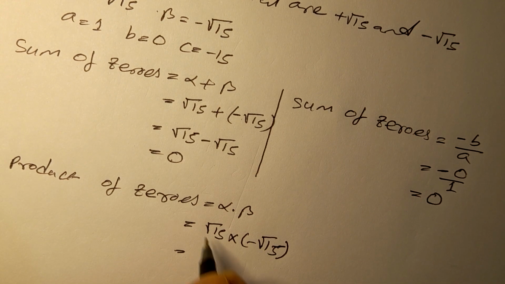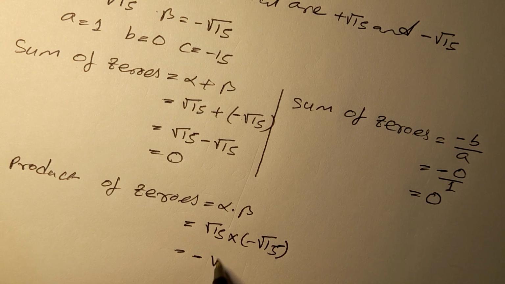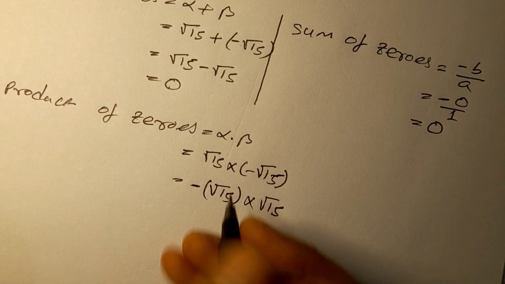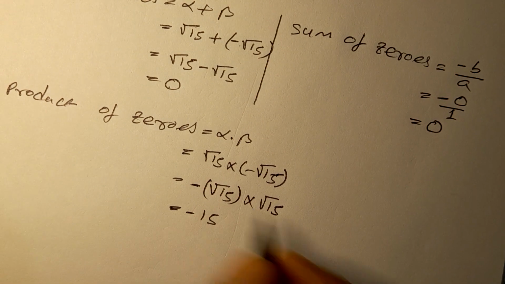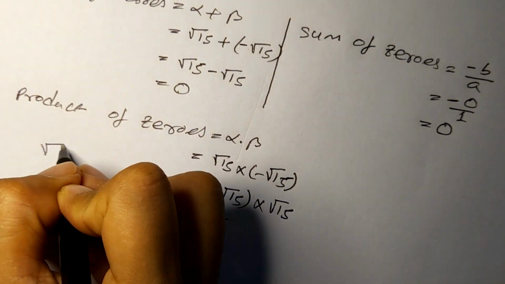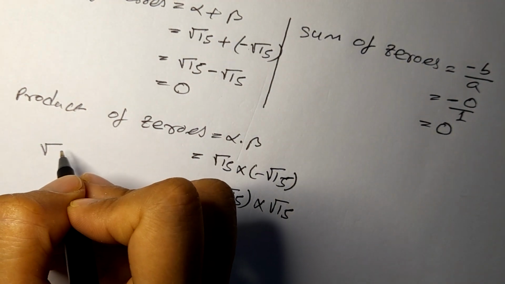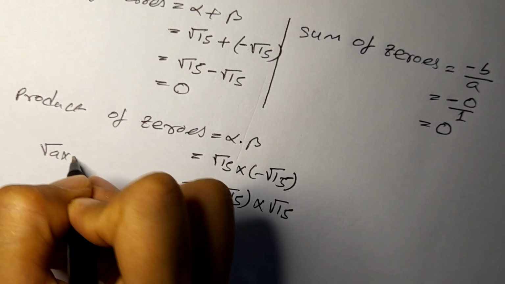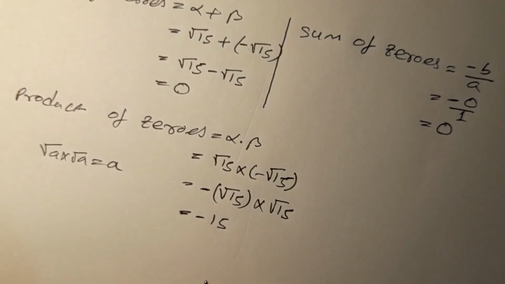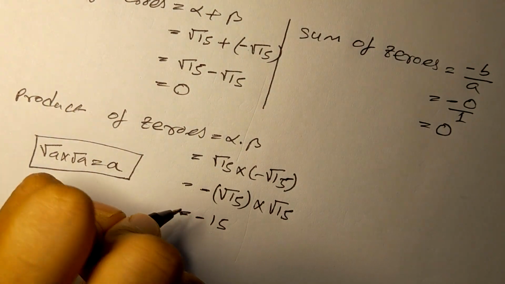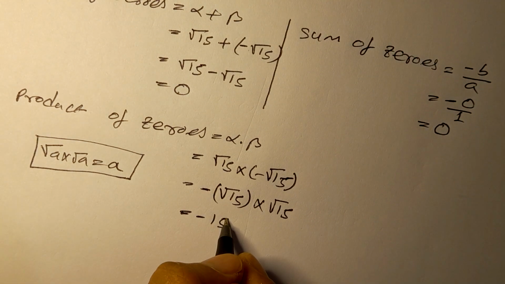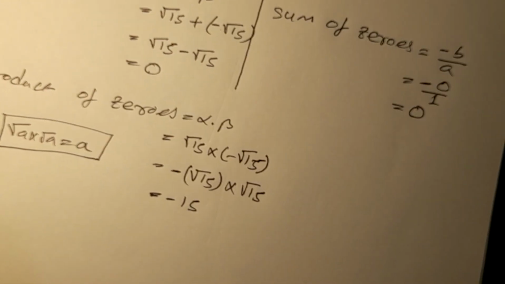So plus into minus, it will be minus root 15 into root 15. Root 15 and root 15 will always give 15. So minus 15. How easy is that? We know from the exponentials, from class 8, that root a into root a always gives a. So we got minus 15. Now by the formula, product of zeros.